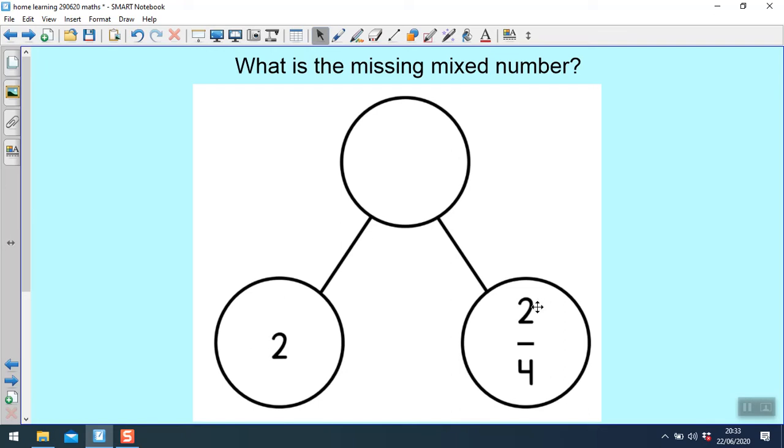So 2 plus 2 quarters is the same as 2 and 2 quarters, but thinking back to the beginning of yesterday, 2 quarters is the same as 1 half. So 2 plus a half equals 2 1/2. And we make sure that we write the whole number the same size as the proper fraction.